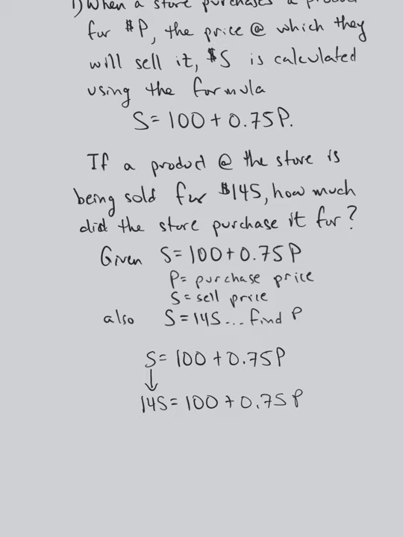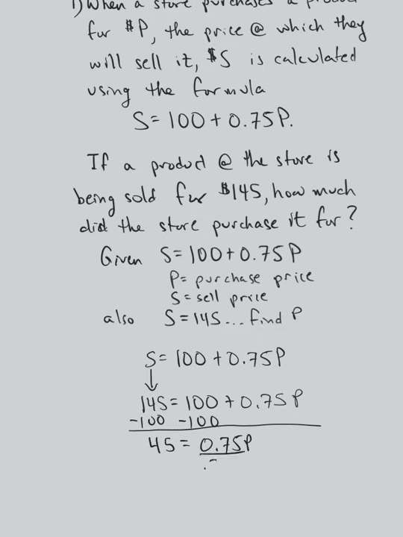So we need to isolate P. Notice that the only place that P shows up is over on this right side. So I want to keep my variable over on the right, so that means I want to move my numbers to the left. And so I need to move this 100 over. And since it's a positive 100, I would need to subtract it over. And so 145 minus 100 is 45, and that equals 0.75p.